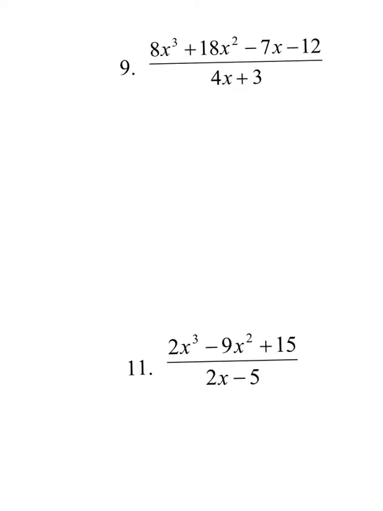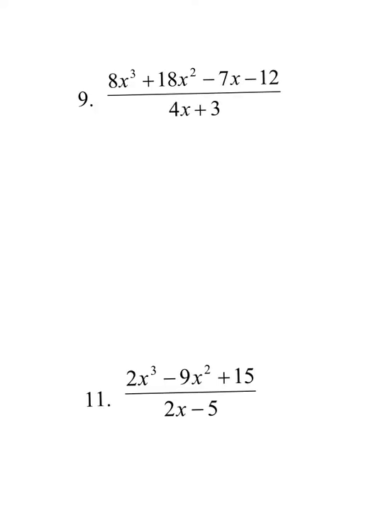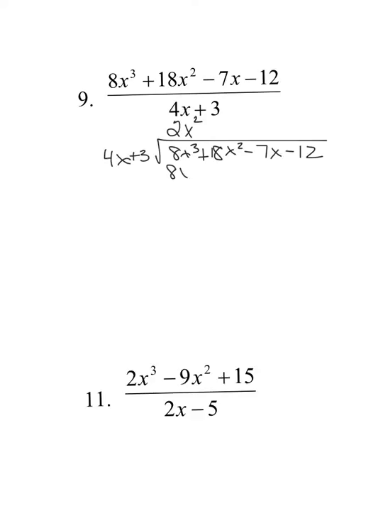So in this next problem, you're going to go through step by step. It's going to seem like a lot. However, you're just going to take the 4x plus 3 and then 8x cubed plus, that's an x, 18x squared minus 7x minus 12. And you're going to go through that same process that we just did. So 4x goes into 8x cubed, 2x squared times. So you're going to get 8x cubed plus 6x squared. So subtract, subtract. You got 12x squared.